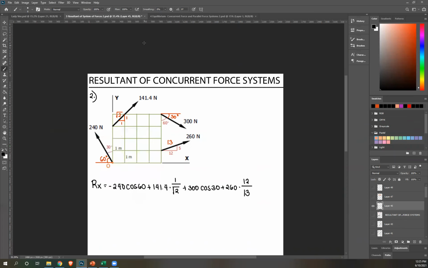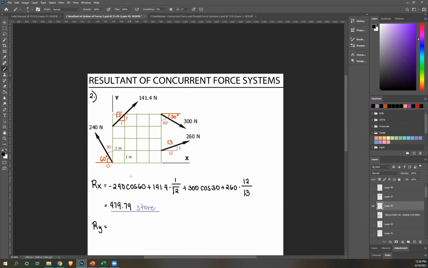Then store that in your calculator. Okay, for 79.79. The entire value. Positive, right? Don't forget, sign is important. Store. And then do the same thing for Ry.